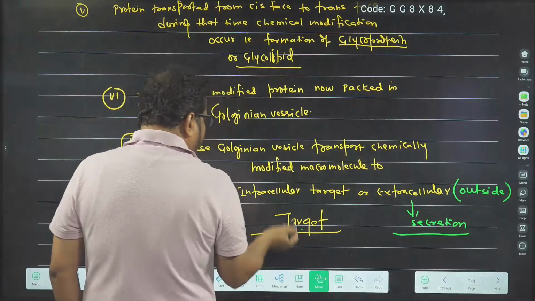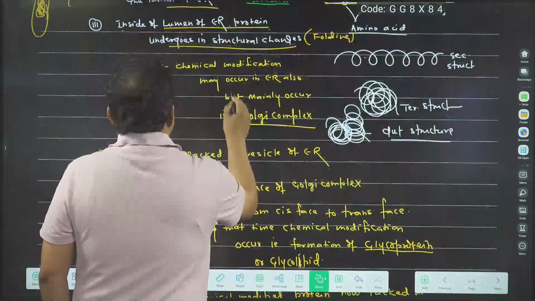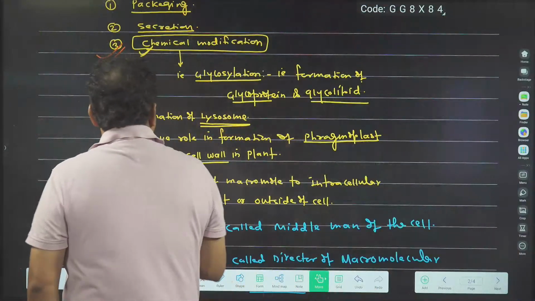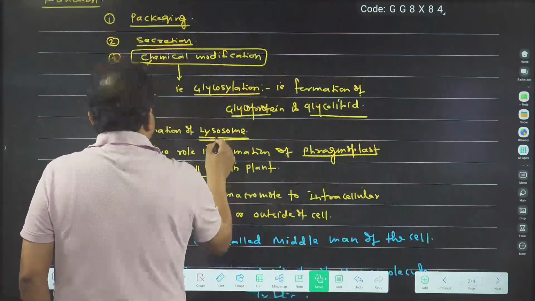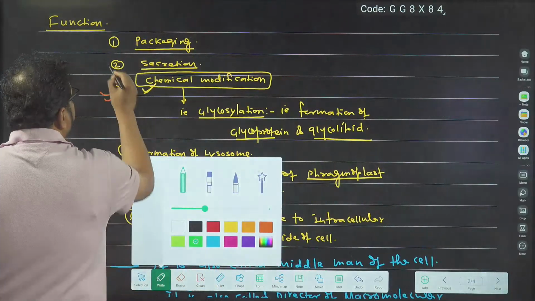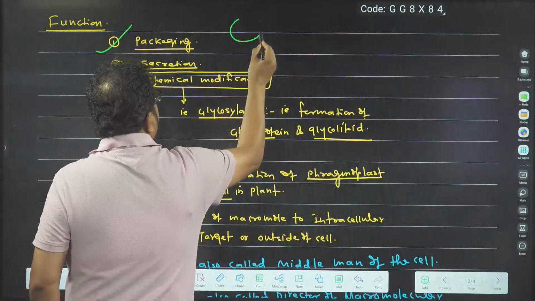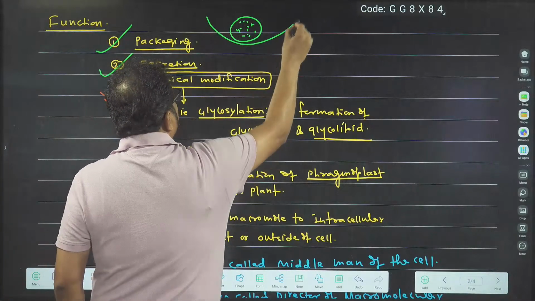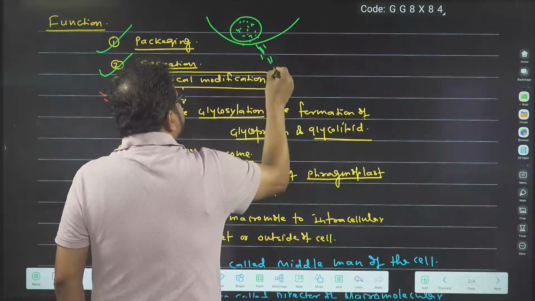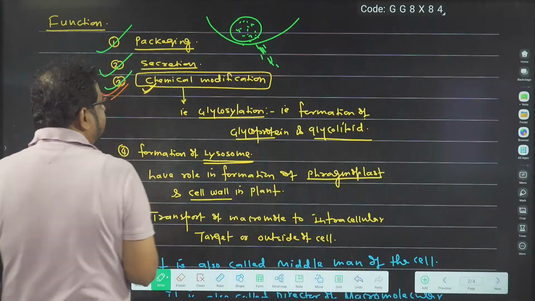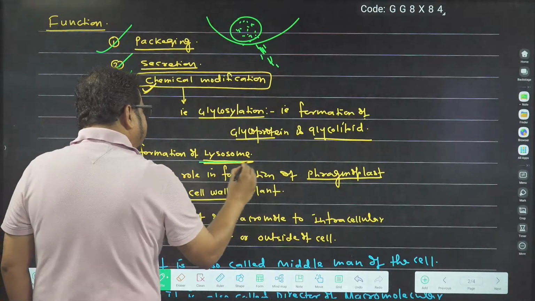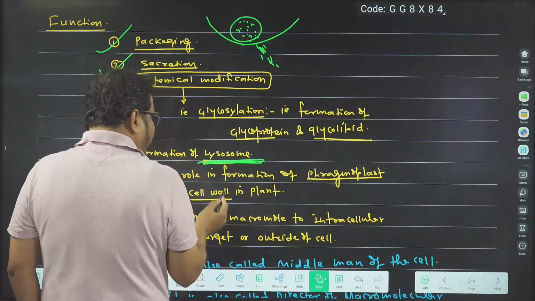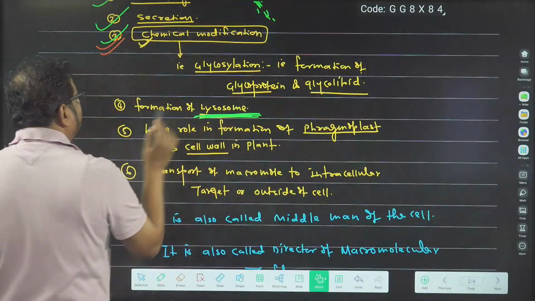So how many functions did I write for the Golgi complex? Do you know? Where is that slide? Let me come to that slide. Wait a minute. Here I wrote the functions. Don't forget them. Packaging: here it is a vesicle packing the material. Secretion: when they fuse with the cell membrane, they come out, secreted out of the cell. Chemical modification, you know now. Formation of lysosome: in the next class I will tell how they form the lysosome.